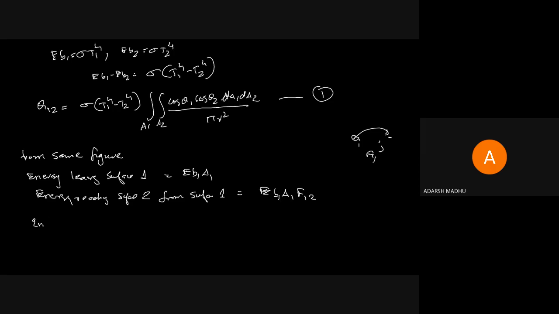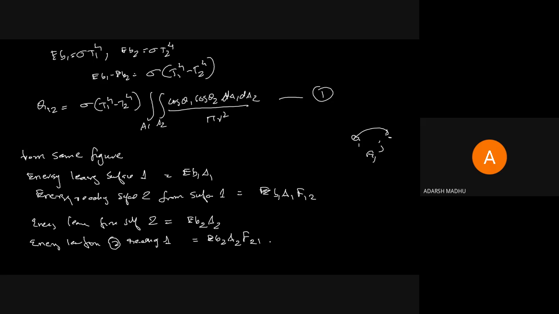Then energy leaving from surface 2 is equal to EB2 A2. Like the same equation, we are relating the same equation. Equation 1 to 2 is EB1 A1 F12. And energy leaving from surface 2 reaching surface 1, ഒന്നിലേക്ക് എത്തിയത്, is EB2 A2 F21.